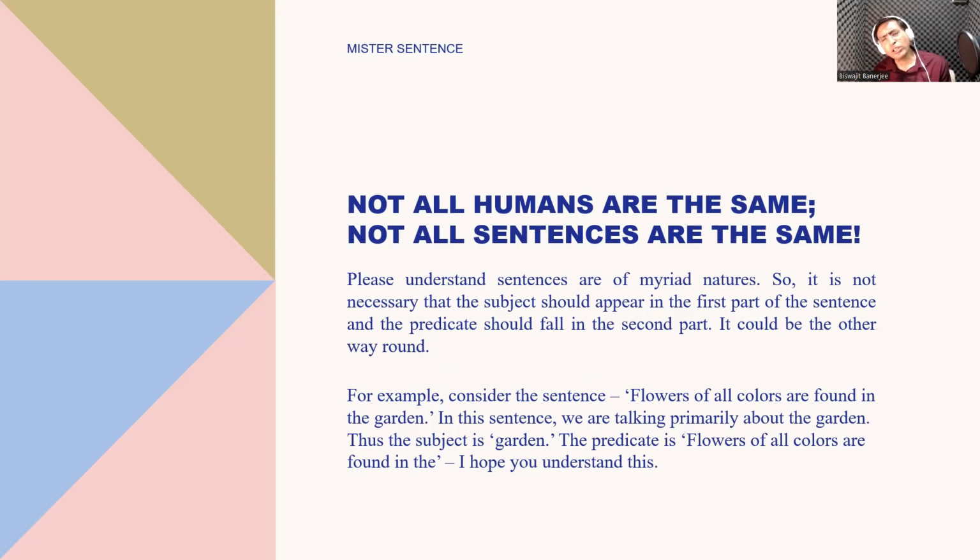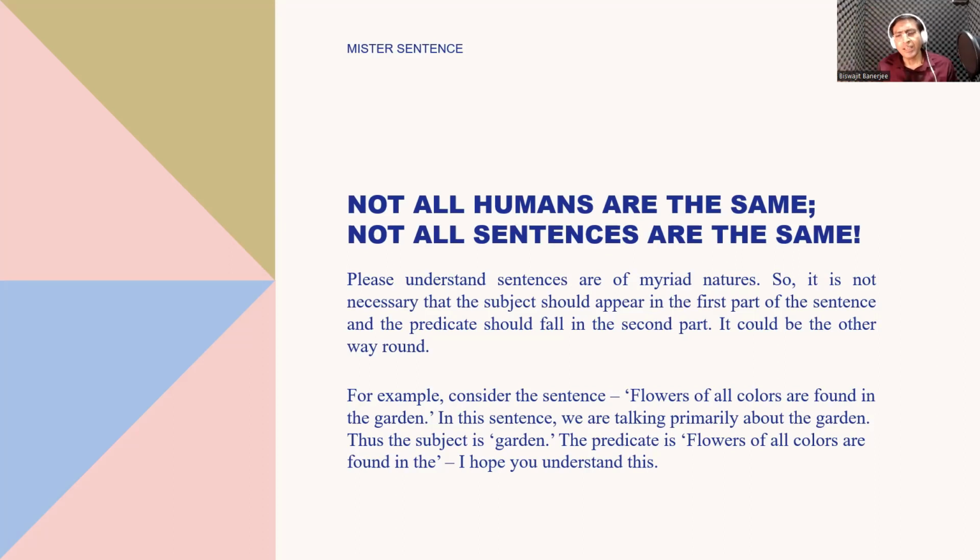So, thus far I've told you that subject is the who or what of the sentence. Who is the sentence about? What is the sentence about? That who or what is called the subject. And the other part of the sentence that gives information about the subject is the predicate. Now, it is not necessary that the subject should always appear in the beginning of the sentence. It can appear somewhere else in the sentence, right?